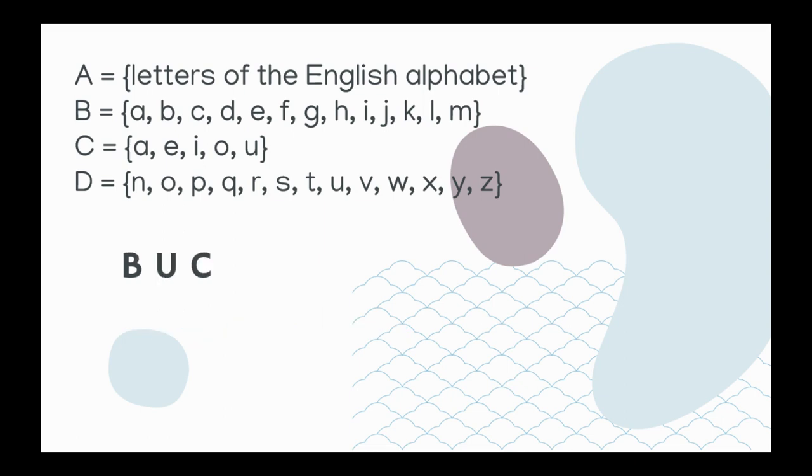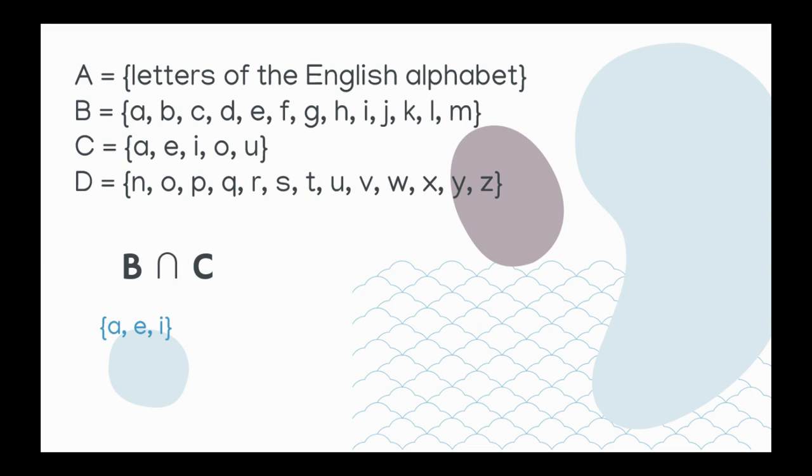Let's try another one. The union of B and C. So if we put B and C together, we've got A through M, and then we've got O and U. So we took all the elements of B combined with all the elements of C, and we just listed them out. Now, A is twice. We only list it once. Same with E, same with I, okay? And then we list every single one that's there. Now, the intersection of B and C, meaning what do B and C share, that's only A, E, and I, because those are the only ones that are in both sets at the same time.